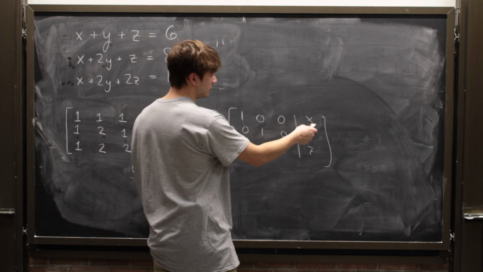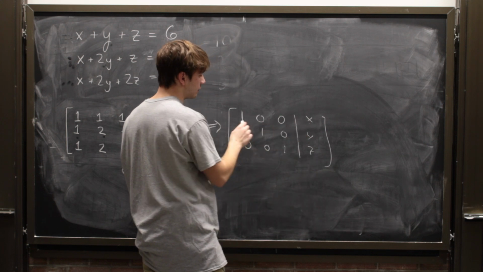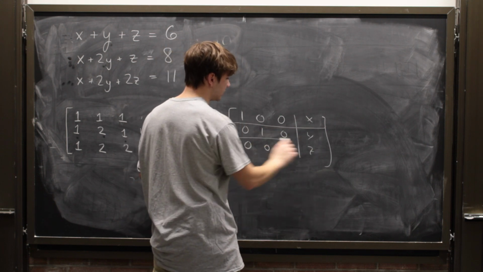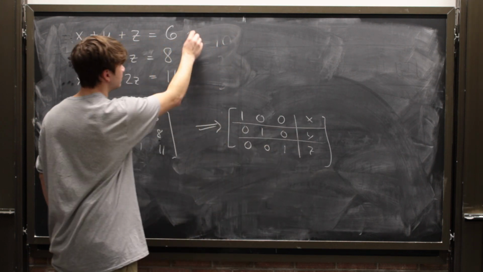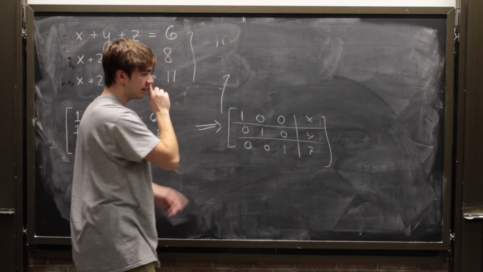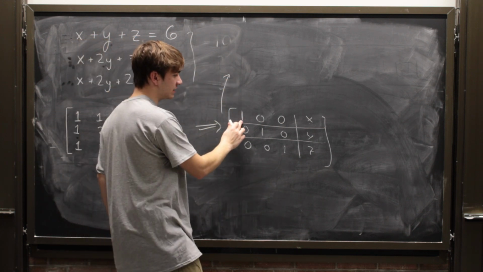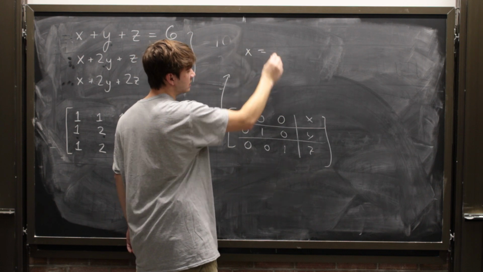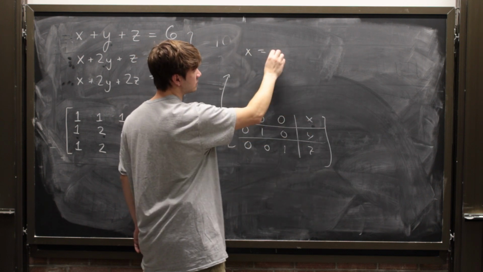But once I have the matrix in this form, I can put it back into equation form. If I put this matrix back into the equation form, I could read this off as x is equal to this number, whatever the number is.